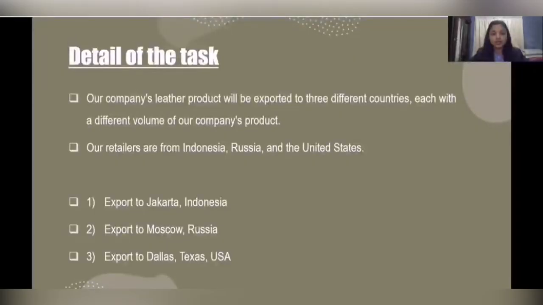Hi, I'm Darshini. I will explain the details of the task and the potential challenges and risks during export. Kulit Malaysia Sdn Bhd, our company, has 3 export jobs, which means our company's leather product will be exported to 3 different countries, each with a different volume of our company's product. Our retailers are from Indonesia, Russia, and the United States.